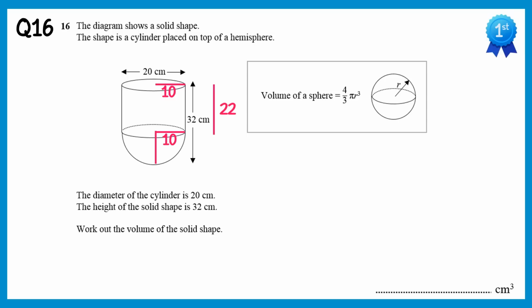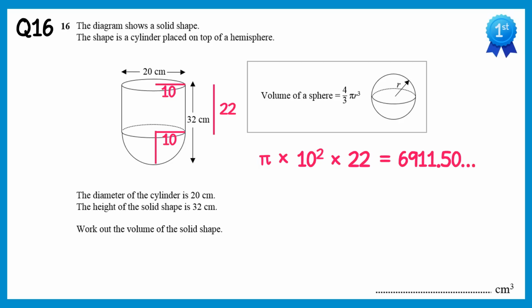So we can now work out the volume of the cylinder. The formula for that is volume equals pi times the radius squared, so that's 10 squared, times the height of the cylinder, which is 22. And this will give us 6,911.50 and so on. We'll now turn our attention to the hemisphere.